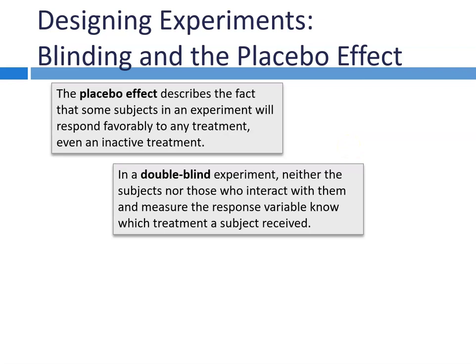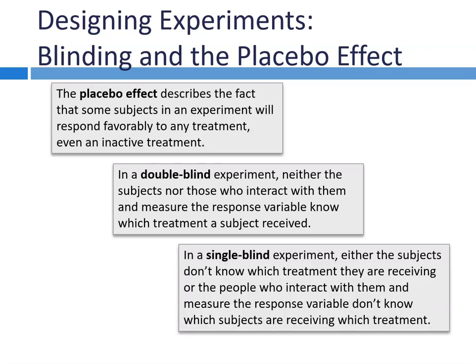Let's talk about double blind and single blind. So in a double blind experiment, neither the subjects nor those who interact with them and measure the response variable know which treatment a subject received. So for example, in a drug clinical trial, right? I'm thinking about hospitals here. Both the doctor doing the trial as well as the subject receiving the treatment wouldn't know what they're getting, whether it's the treatment or a placebo or something else.